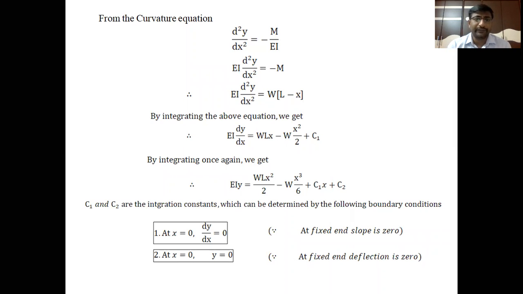How to solve this equation? By integrating this equation 2 times. So by integrating the above equation, we get EI, with EI being a constant, integration of d square y by dx square, which is dy by dx. So that is equal to, on the right hand side, WL minus WX. Integration of WL with respect to x is WL into x, minus the integration of W into x, which is W x square by 2, plus C1, the integration constant. Clear, students? Integration of this equation becomes WLx minus Wx square by 2 plus C1.